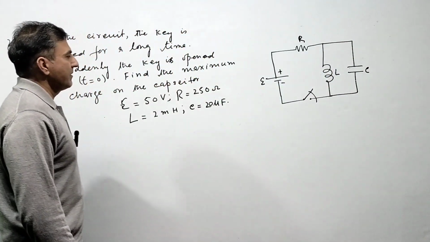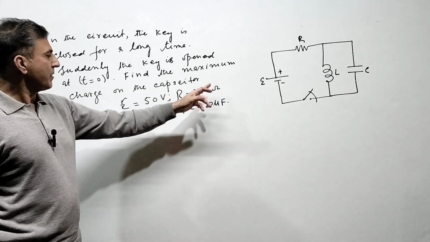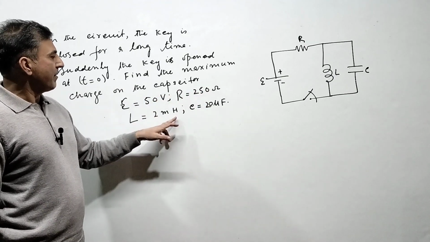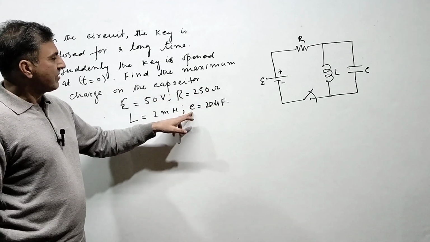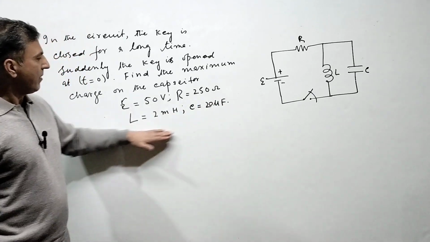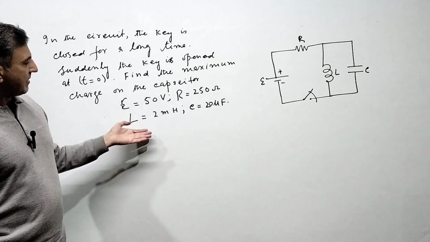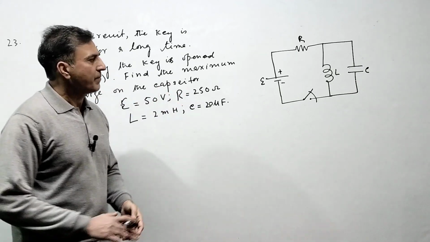The values are given: E is 50 volts, resistance is 250 ohms, L is 2 millihenry, and C, the capacitance, is 20 microfarad. So you have to remember the voltage, the resistance, the inductance value, and the capacitance value.